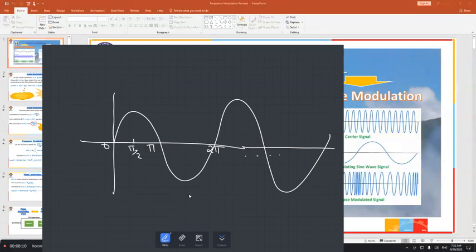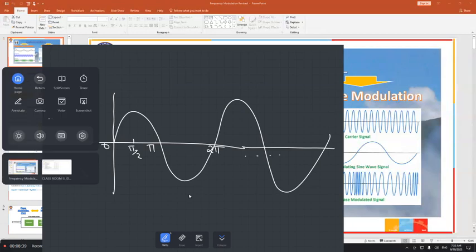Now, for AM, we are varying only amplitude. In frequency or phase modulation, or you call it angle modulation, we are going to vary this. How do we vary this? According to the instantaneous amplitude of the message signal. So this instantaneous angle variation, which is proportional to the message signal, is called angle modulation. Have you understood this?